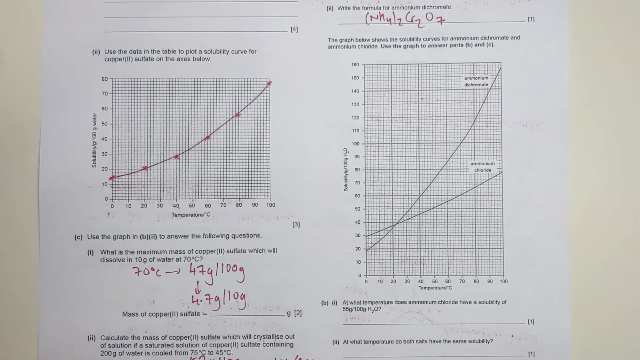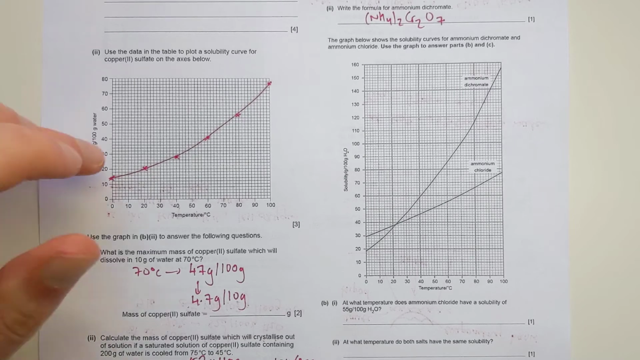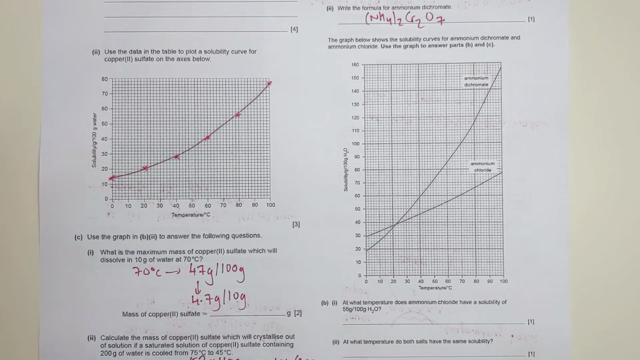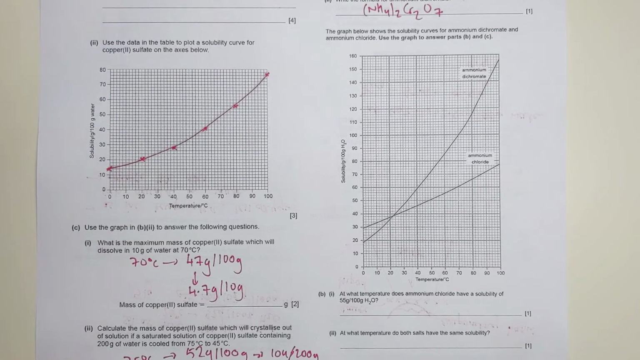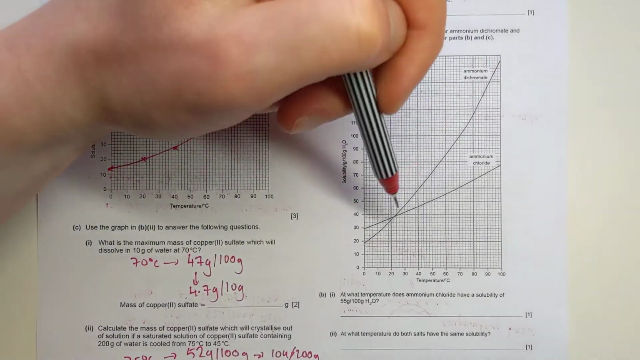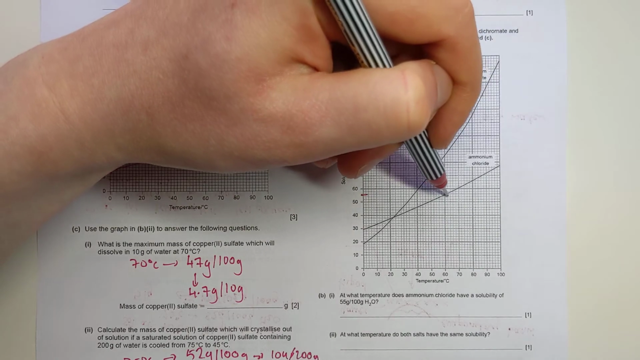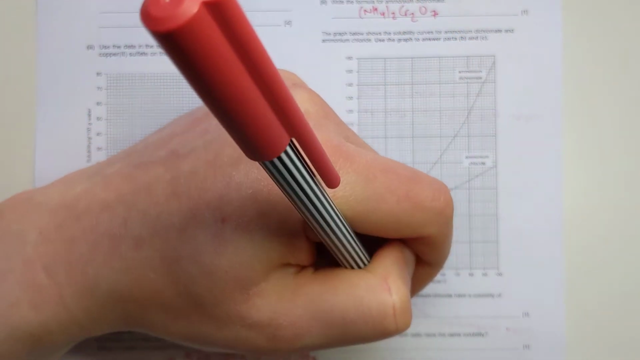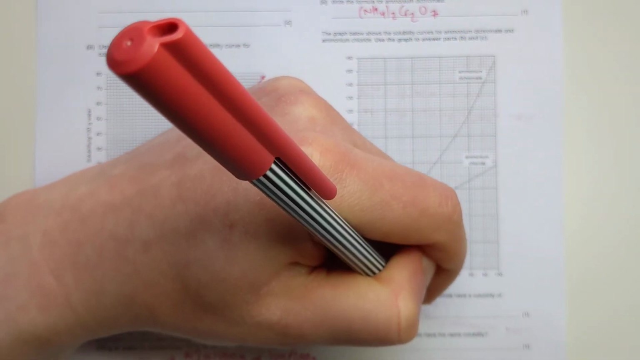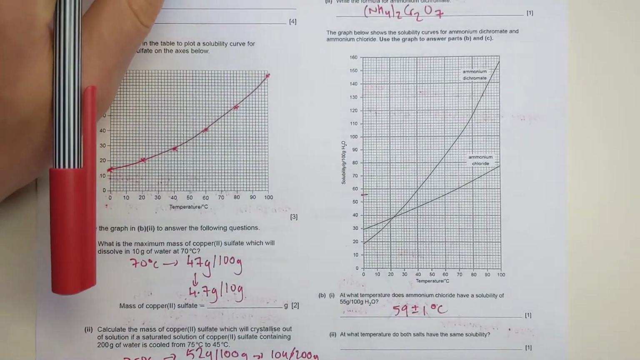Then you get given a graph showing the solubility curves for two substances, ammonium dichromate and ammonium chloride. At which temperature, in the first question, does ammonium chloride have a solubility of 55 grams per 100 grams? So you use your graph. We're looking for a solubility of 55, which is here. You're looking across at the ammonium chloride. Read across, read down. You should have got about 59 degrees C plus or minus 1. That's what they give you in a mark scheme.